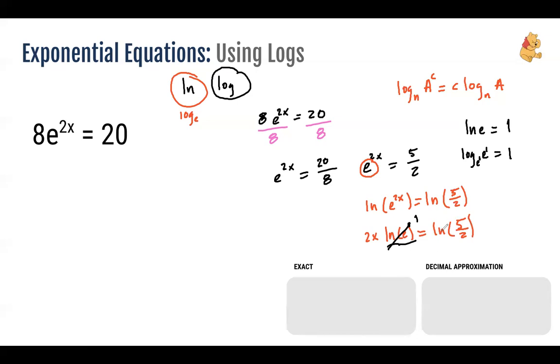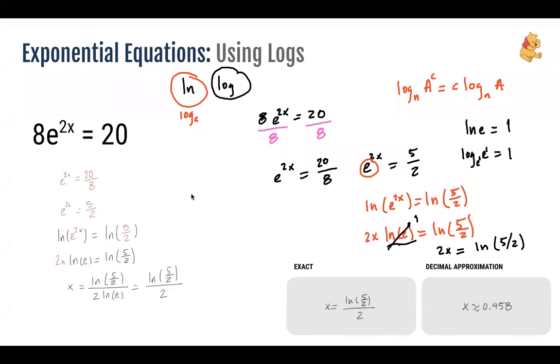This will make things easier for us because the equation is going to end up as 2x being equal to the natural logarithm of 5 over 2. And the exact answer is going to be x is equal to the natural logarithm of 5 over 2, everything divided by 2. So let's reveal the whole thing. We get x being equal to the natural logarithm of 5 over 2, everything divided by 2, and the decimal approximation would be 0.458.